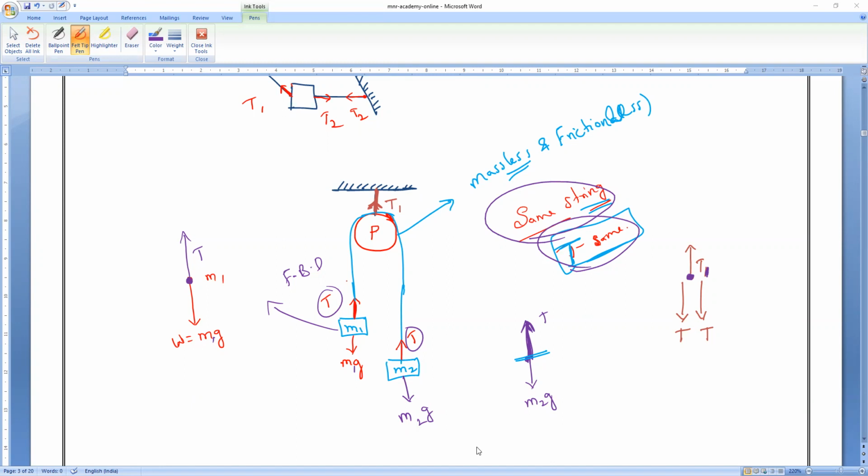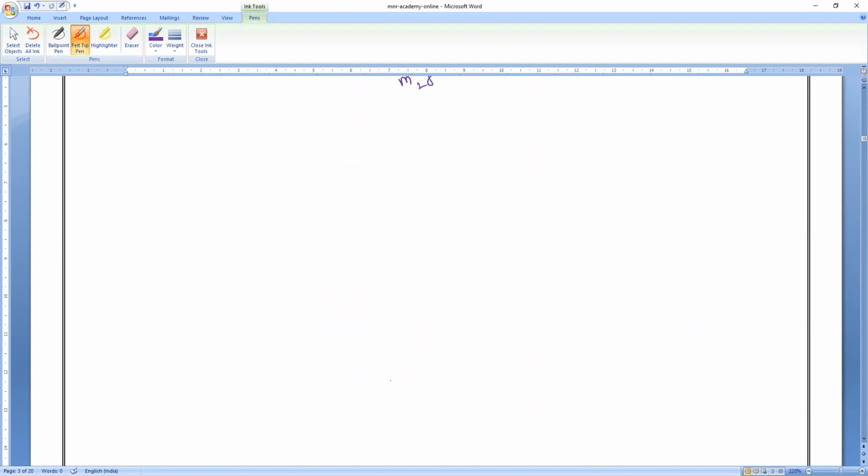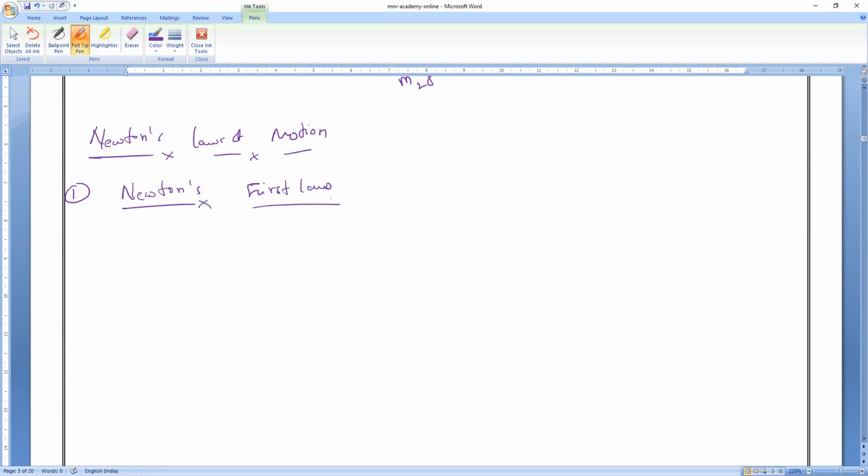Now we will enter into the first heading of this chapter, Newton's laws of motion. All three laws together we call Newton's laws of motion. In that, the first law we call Newton's first law. We can also say it by many names: Newton's law of inertia, or Galileo's law of inertia.